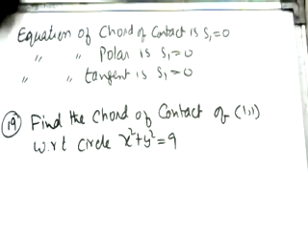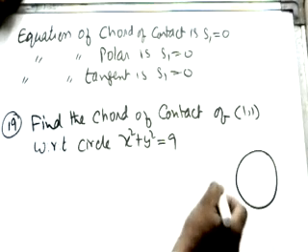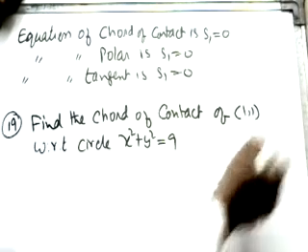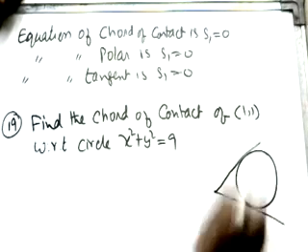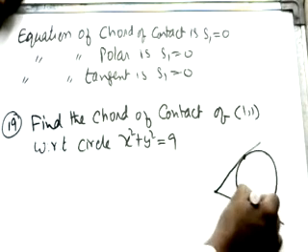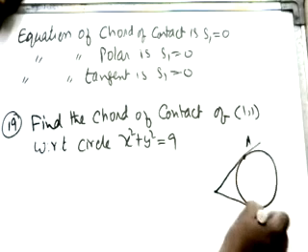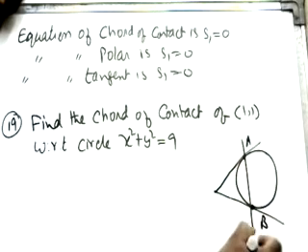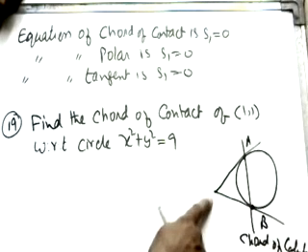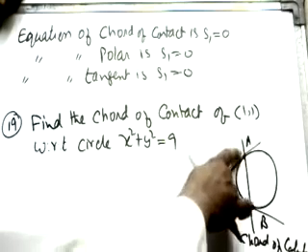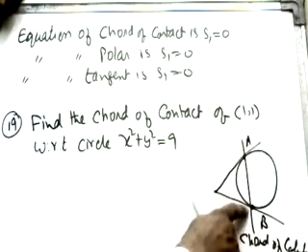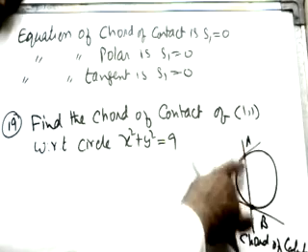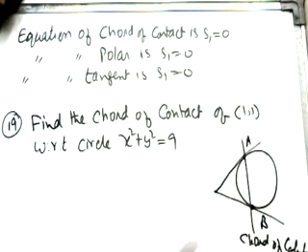Now let me see the next concept. See here, suppose we are having a circle. There is a point outside the circle. We know two tangents we can draw. Suppose these are the two tangents. Let them touch the circle at these two points A, B. Now if we join this line AB, this is called the chord of contact. When we draw two tangents to a circle from a point, the points where the tangents touch the circle, if we draw a line through them, this line is called the chord of contact.